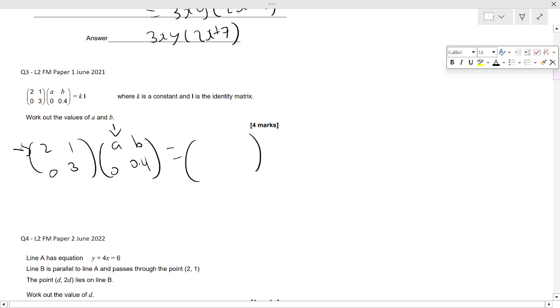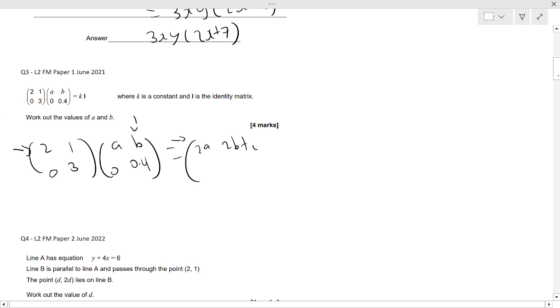Anyway, with that in mind, for the first one, it's in row 1 and column 1. So first row by the first column, so it's going to be 2 of A, first of all. 2 times A, add 1 times 0, which is 0, so we're left with 2A. Now let's work with this one. This is now in row 1 again, but now it's in column 2. So we need to work with the first row of the first matrix by the second column this time. So that's going to be 2 times B, so that's 2B, add 1 times 0.4, which is just going to be 0.4, right?